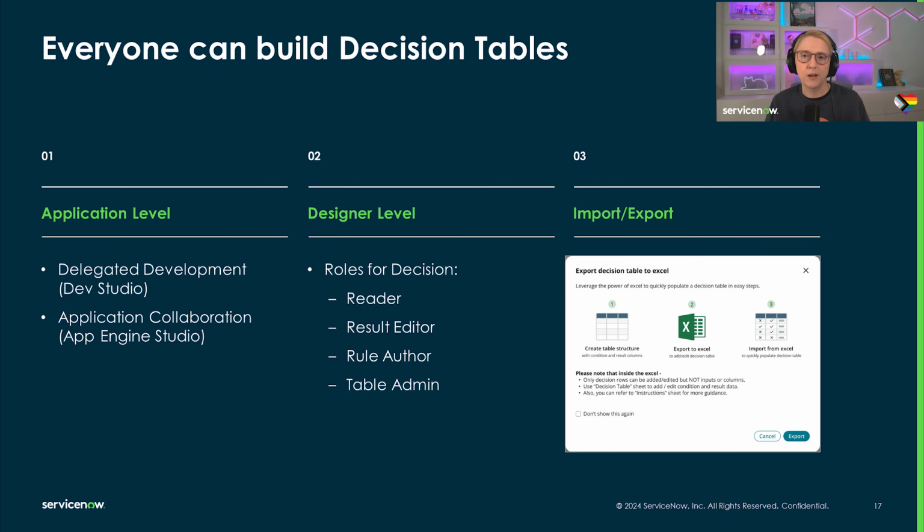Second, the designer and feature access layer. We have different roles that grant users different access to reading, creating, and updating decision tables. The decision table reader can view decision tables and export to Excel. The decision table result editor can edit the content of result columns. The decision table rule author can add, delete, and rearrange rows, edit conditions, and result values. And lastly, the decision table admin can do all of the above, plus configuring inputs, properties, as well as condition and result columns.